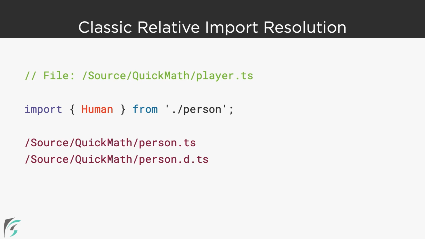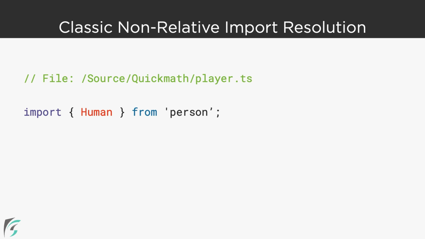So this is how TypeScript resolves relative imports in classic mode. The compiler looks for a file with one of these two extensions in the specified directory.